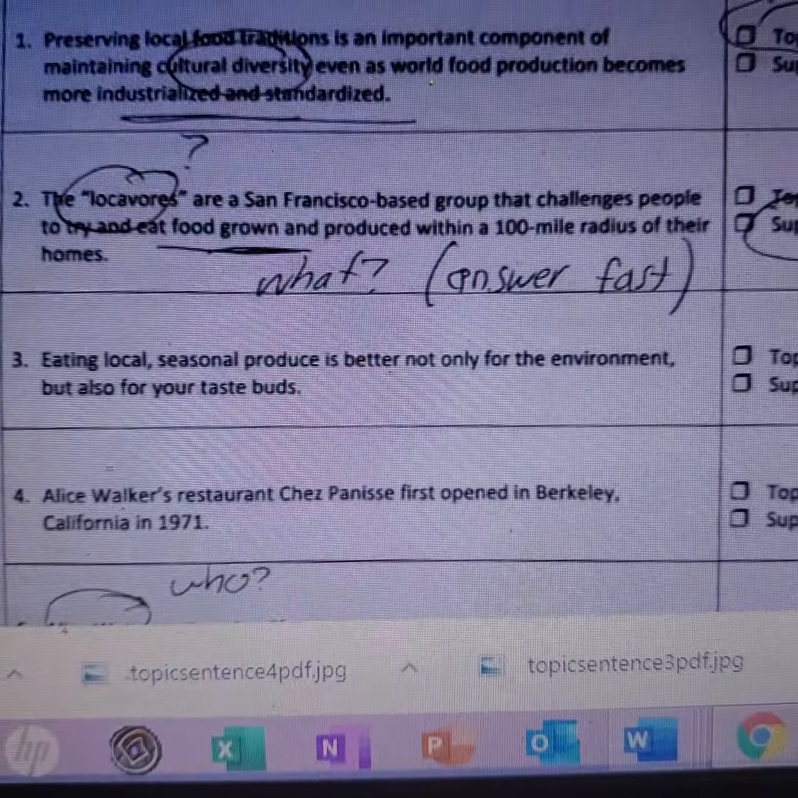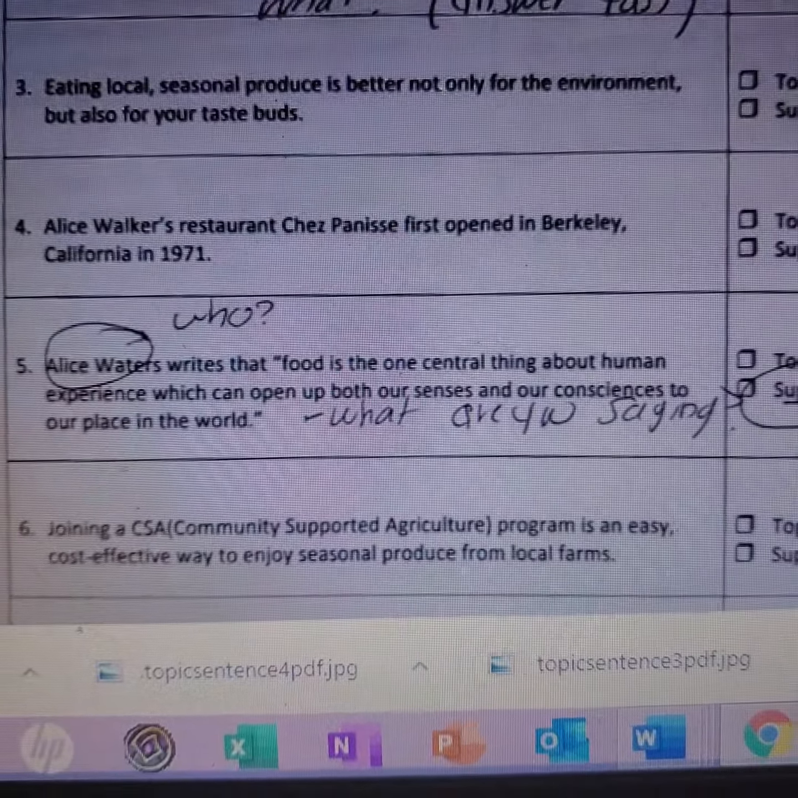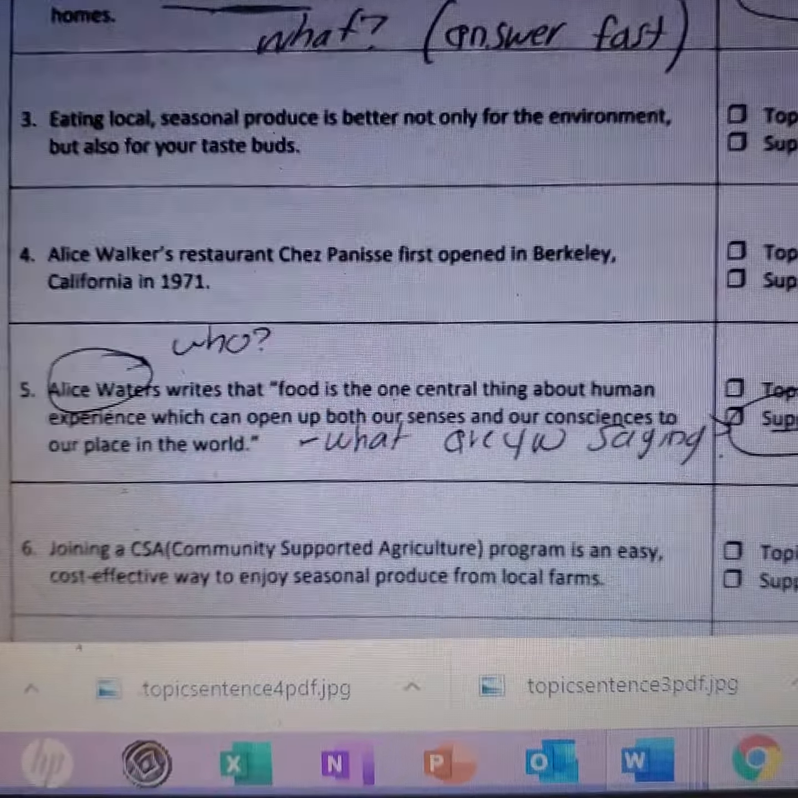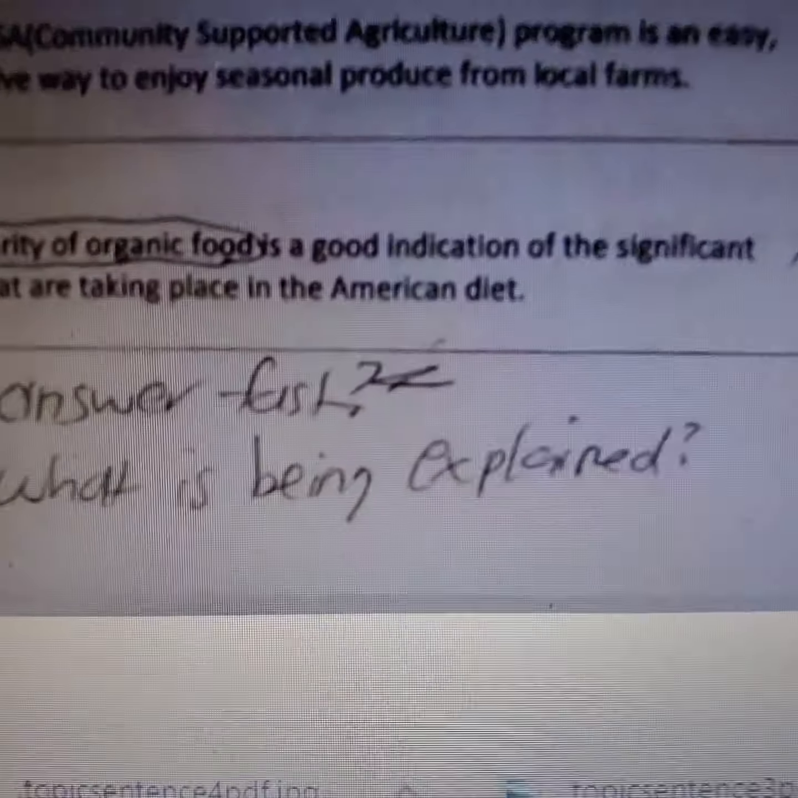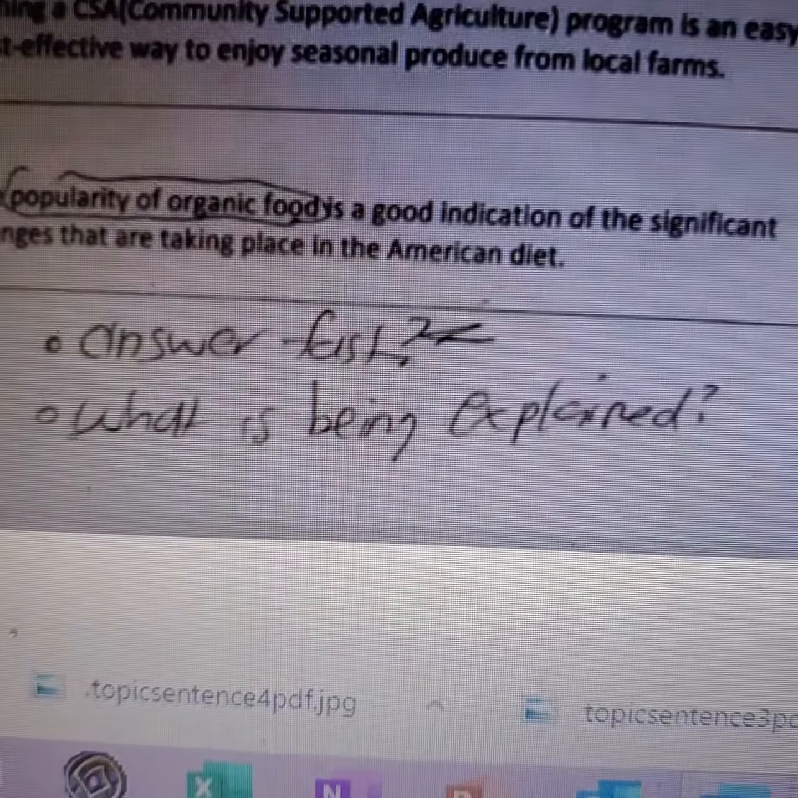We will do some more maybe tomorrow if you want to join us. But again, this is for you to also review, because if you ever go into an assignment that asks you what a topic sentence is, this honestly will help. And again, a topic sentence will usually tell you, is it answering it fast and what is being explained?